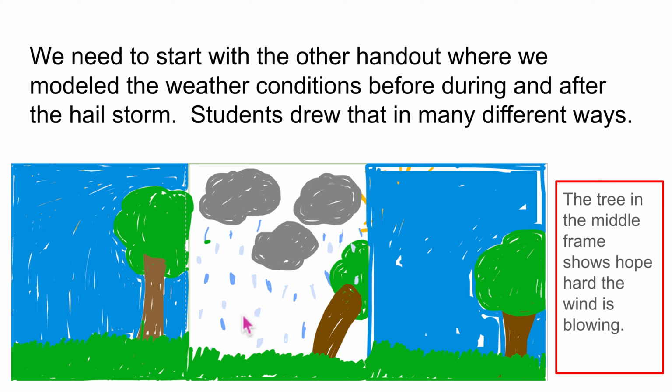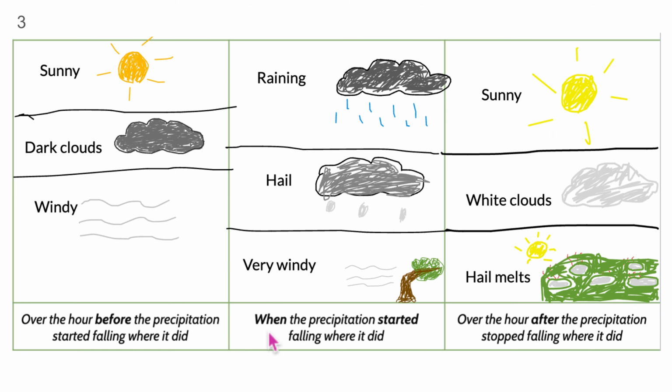In this particle level model, we're looking at the middle frame. In this case, this person had drawn a nice day, blue sky, a tree. In the middle frame, they show the dark clouds, they show rain, and they show hail, and the precipitation with two different slightly colored dots and lines. They show the tree bending over, so the tree in the middle frame shows how hard the wind is blowing. Now, that's the frame we're going to look at, that middle frame. That's what you want to represent on that particle level model.